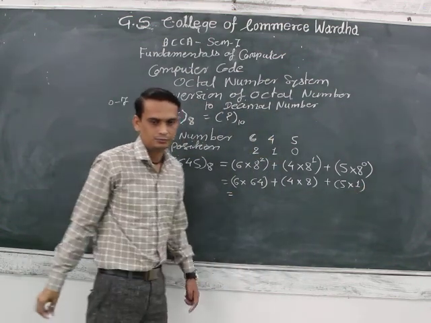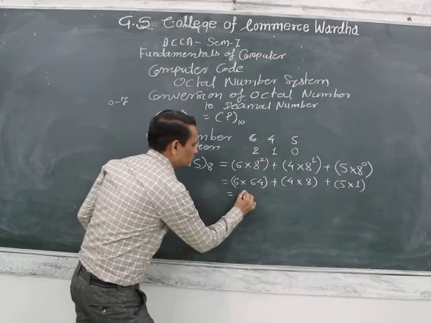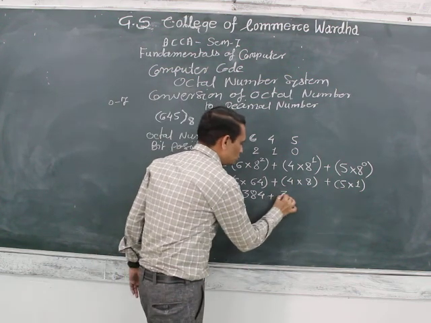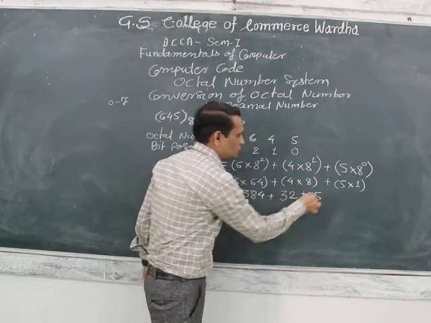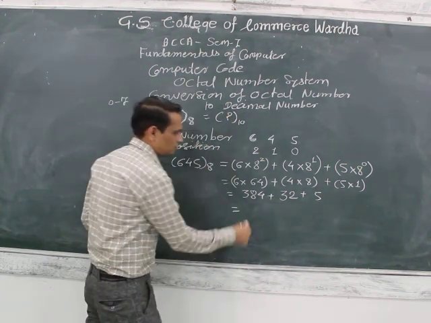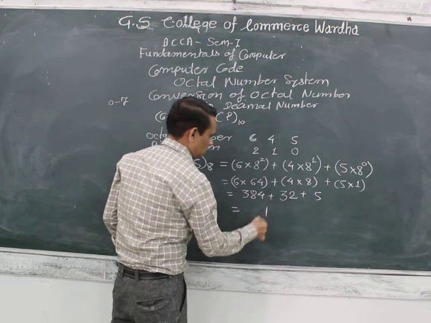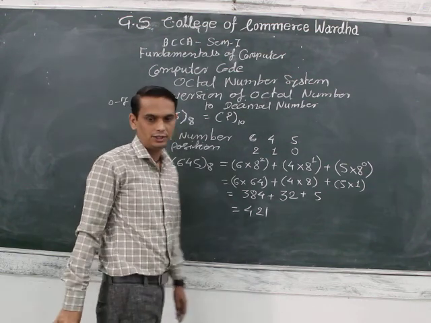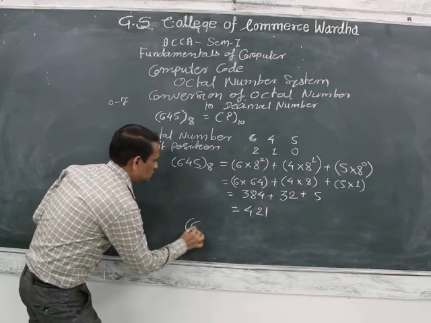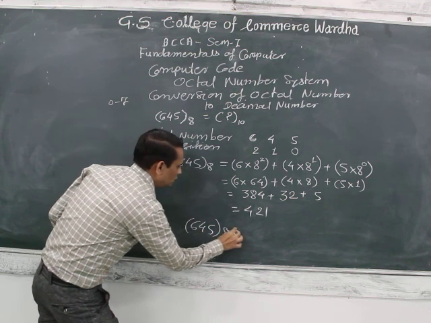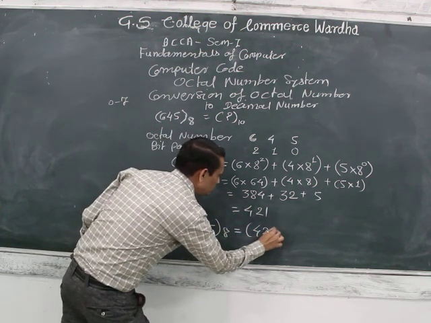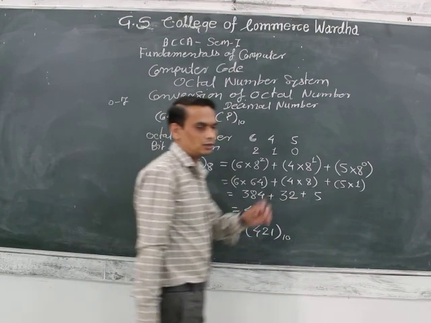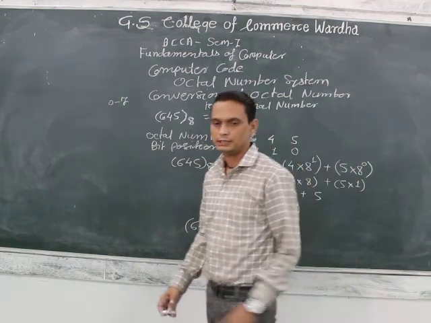Multiplication of values: 384 plus 32 plus 5, and addition gives 421. So the 645 octal represents 421 decimal. This way we can convert an octal number into a decimal one.